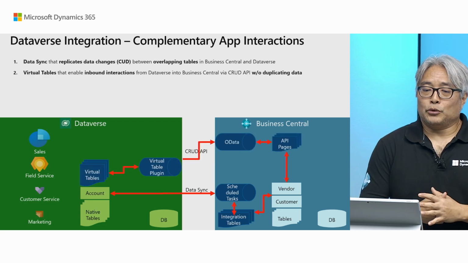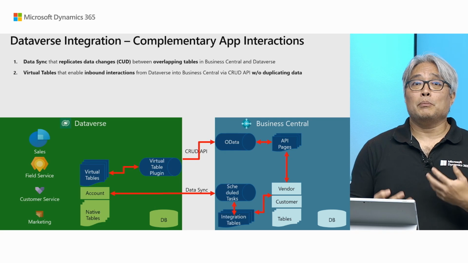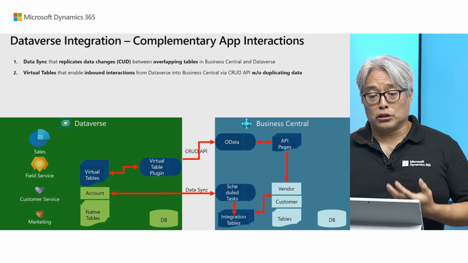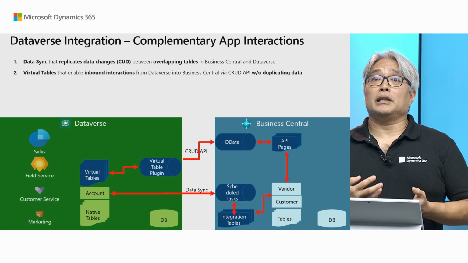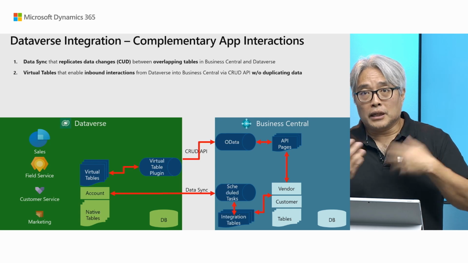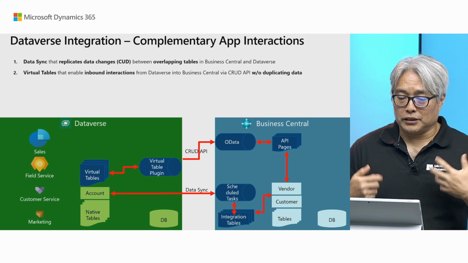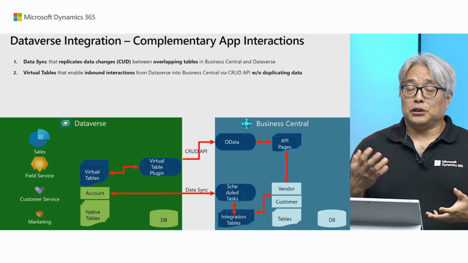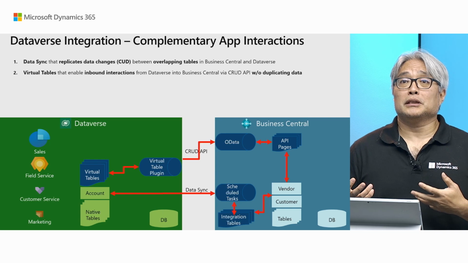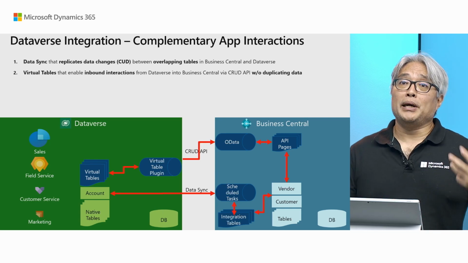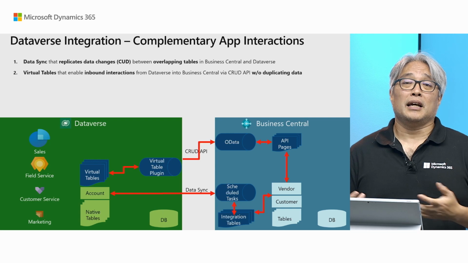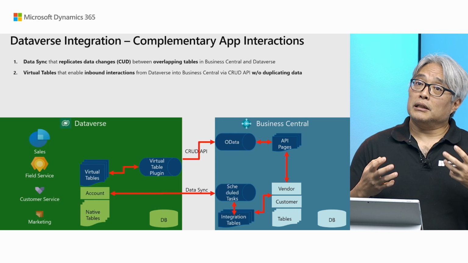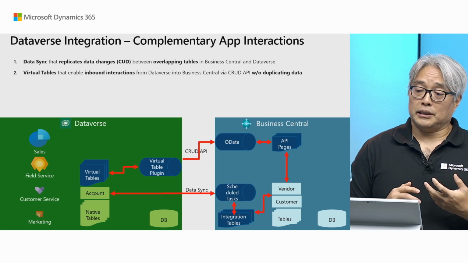The second interaction is virtual tables that actually enable inbound interaction from Dataverse into Business Central using Business Central CRUD API without replicating data. So that's another interaction that's enabled through this integration, right? So essentially, you can use data sync and virtual tables complementary to each other. If you have a big read-only table, you don't really need to sync and copy all the data into Dataverse. You can actually just use a virtual table, such that Dataverse can read that data from Business Central without duplicating it.